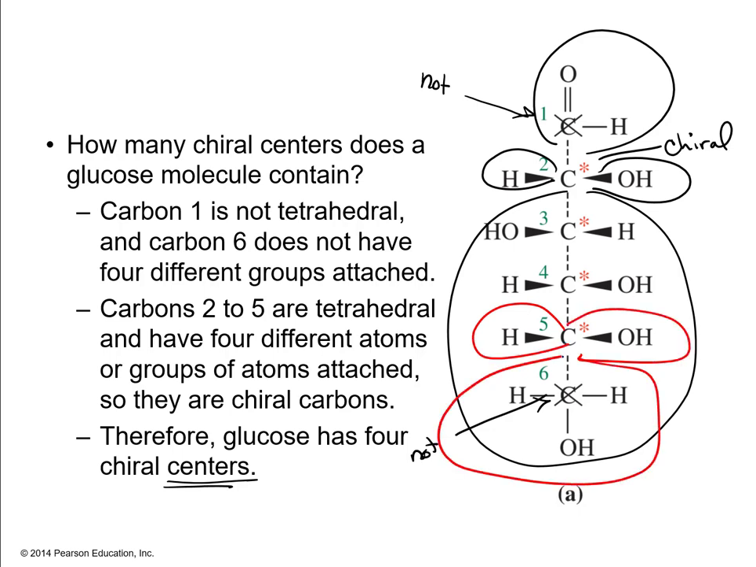The entire group below, different. The entire group above, different. So all 4 of those carbons in the interior of the sugar are all chiral. So that means you can make a lot of right and left-handed pairs. Remember that chiral carbons means that you can end up with right and left sides that you can't put on top of each other. So they're not identical.